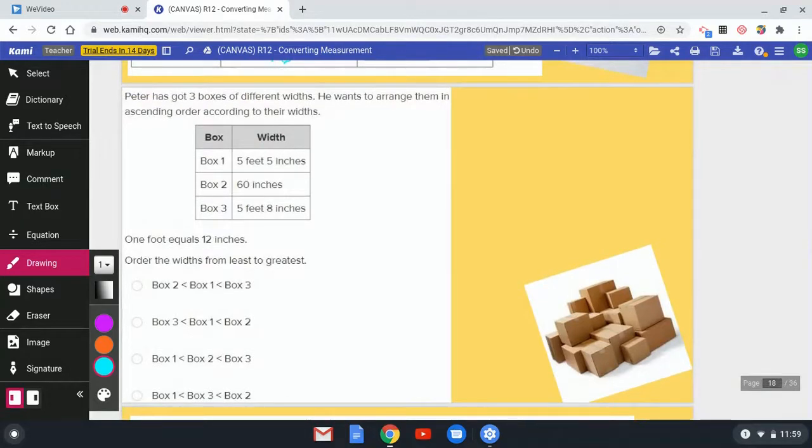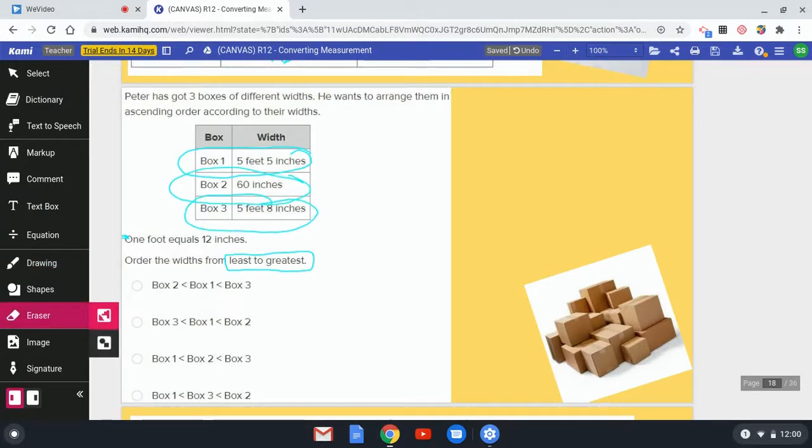Peter has got 3 boxes of different widths. He wants to arrange them in ascending order to their widths. Now, ascending order means least to greatest, okay? And then they give us a hint. 1 foot equals 12 inches. So here we either have to convert all of these to feet or all of these to inches. So what do you think we should do?